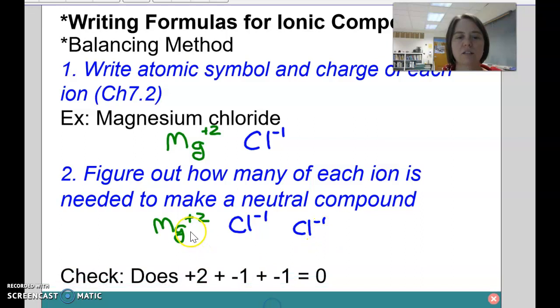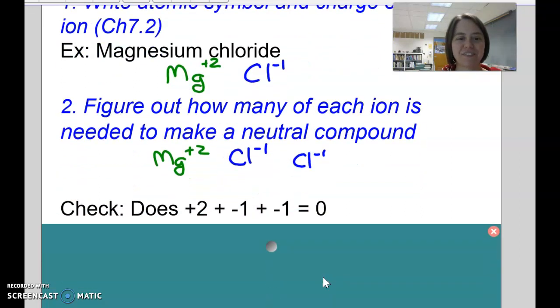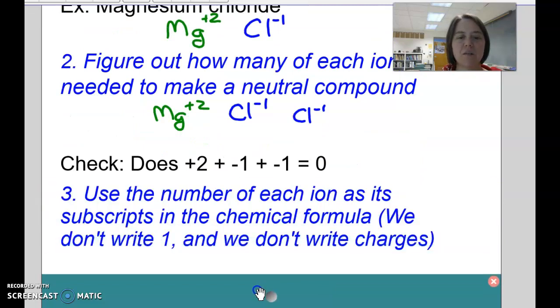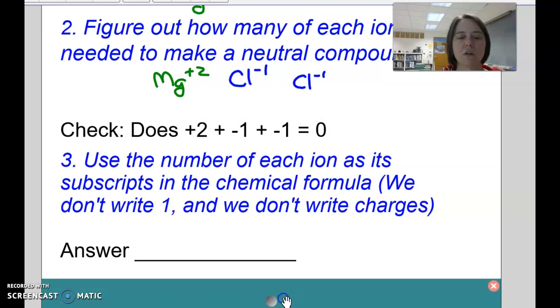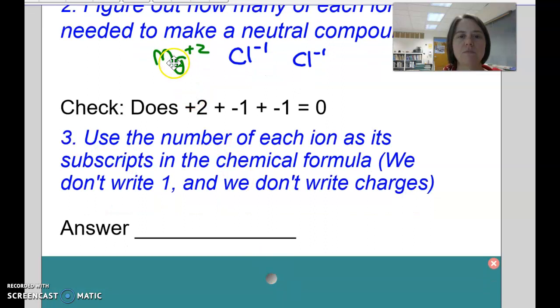So let's check. Does +2 minus 2 equal 0? It does. Then the next step is you use the number of each ion as its subscript in the chemical formula, but we don't write 1. We just assume that. And we don't write any of the charges, so this plus and this minus goes away. So our answer is MgCl2.